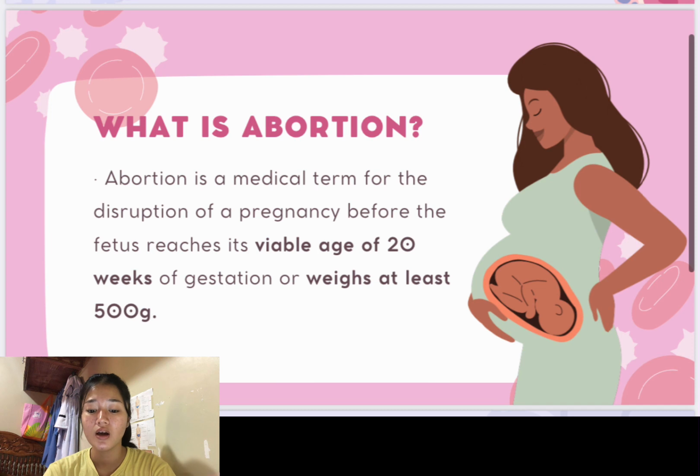So, to define abortion, abortion is a medical term for a disruption of a pregnancy before the fetus reaches its viable age of 20 weeks of gestation or weighs at least 500 grams. Abortion usually happens during the first trimester of the pregnancy, before the fetus reaches its age of viability. When we say age of viability, it is when the fetus has developed for at least 20 weeks, or if it weighs more than 500 grams. So if the fetus is delivered before its age of viability, this can be considered as abortion.